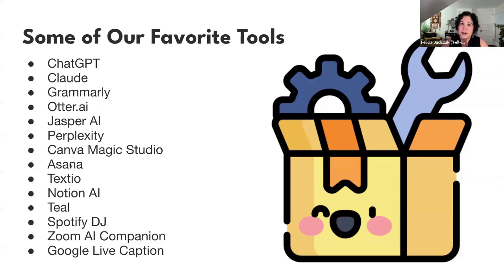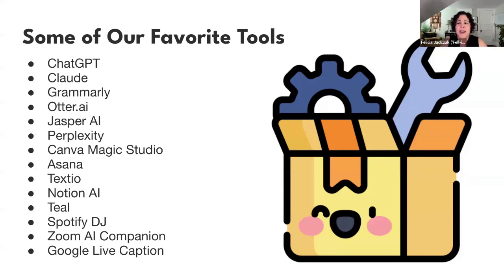We use Asana here at Inclusion Geeks, and it's starting to become more AI powered. Spotify DJ is kind of fun, a little freaky, but a little bit fun. Zoom AI Companion is great if you want to have an automatic note taker. Again, as I mentioned, I am deaf, and so I use Google Live Caption a lot. So there are tons of different tools out there.